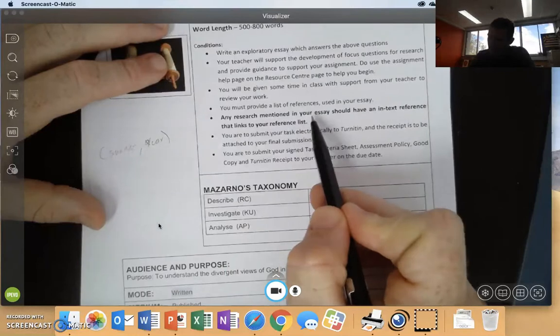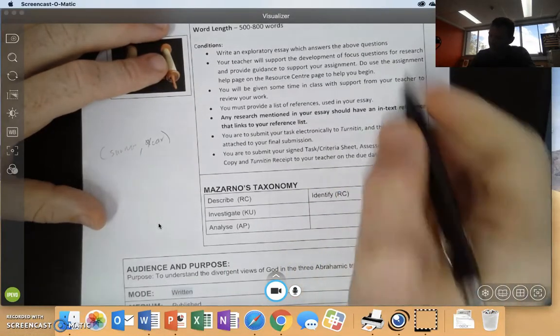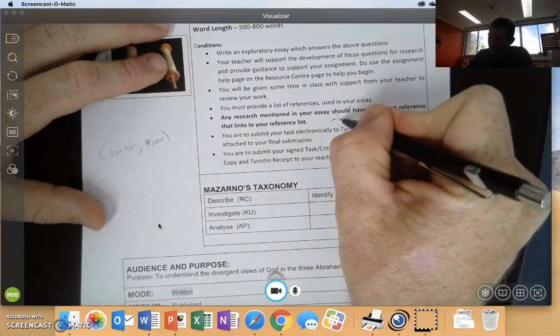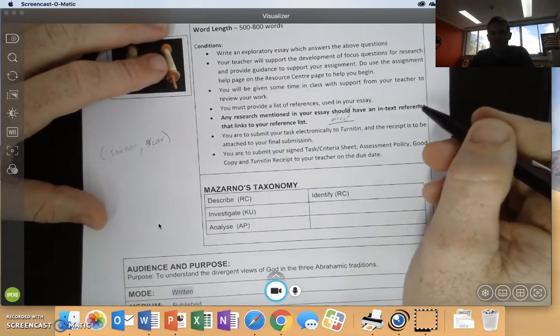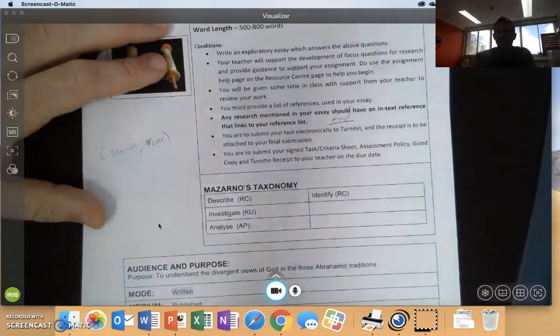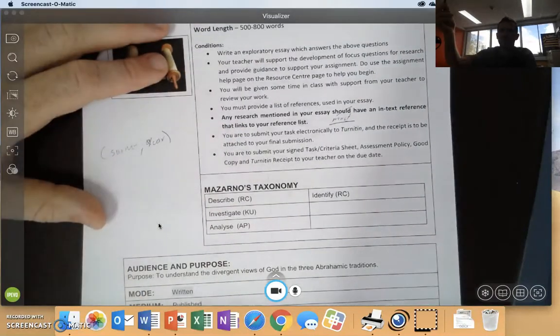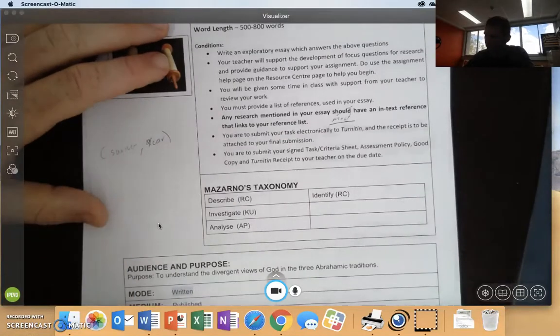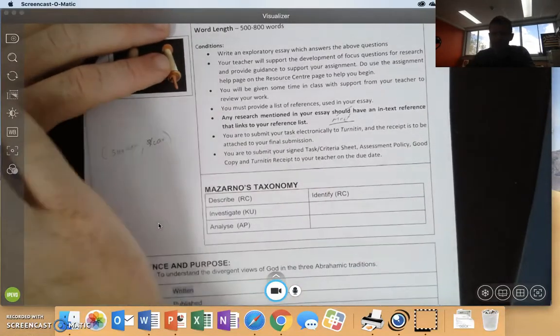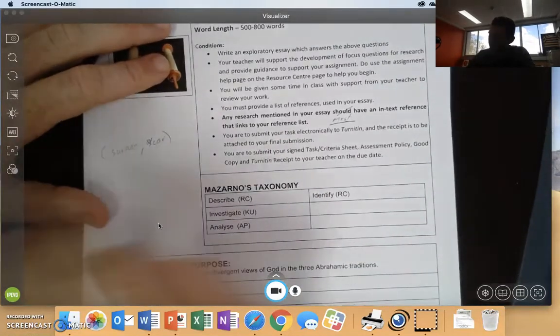Any research mentioned in your essay should have, I'm going to cross that out and say must have, an in-text reference that links to your reference list. So everything you have in your bibliography, you must have used once in your writing. That's just good quality research. It shows you're organised. And again, watch the video on how to reference. It'll make your life much easier.